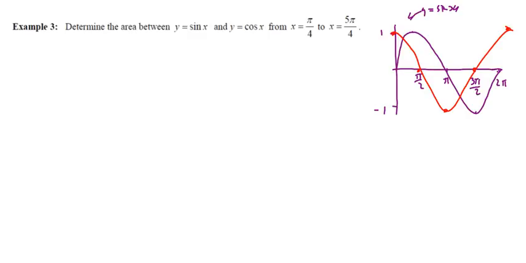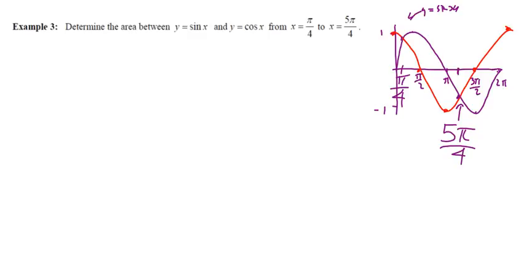Okay, so sine is sine and cos is cos, but they do actually meet. So where do sine and cos meet? What's this point here? When is sine theta equal to cos theta? Pi over 4. Pi over 4. And then they're equal again here. What is this one? Pi over 4. Okay. So we're finding the area.